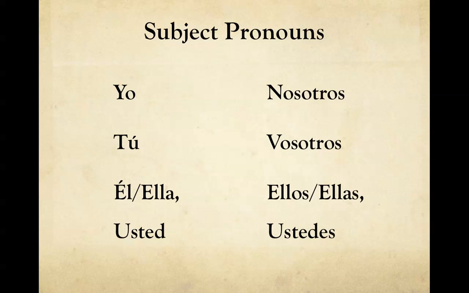Remember that él and ella is he or she. Ellos and ellas are they for masculine or they for feminine, or also ellos can be they for masculine and feminine combined. But usted and ustedes is the formal form of you. So be careful with those, don't confuse them.